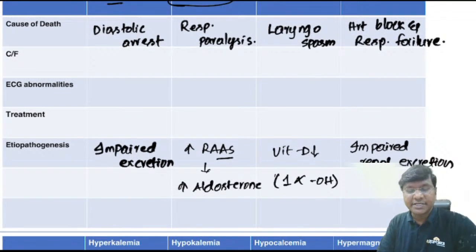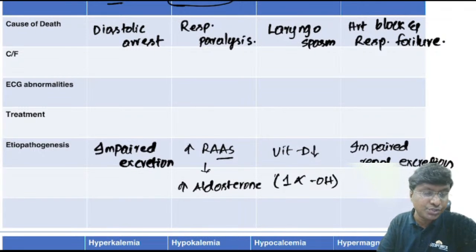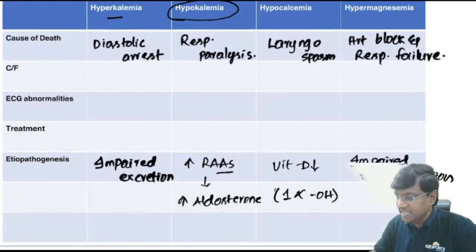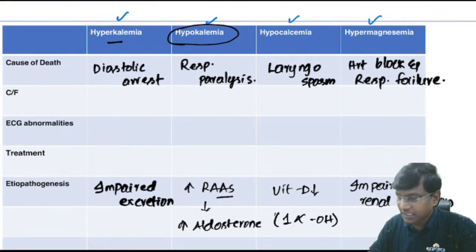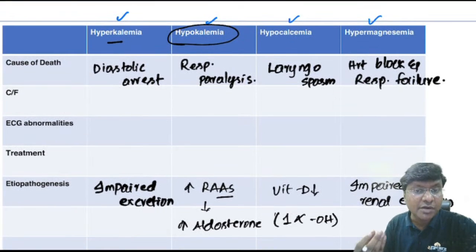Now you should know the individual clinical features, right? You should know what will be the individual electrolyte abnormality clinical features. Depending upon the clinical presentations, you should be able to make out what is the electrolyte abnormality the patient is having. Like you take patients with hyperkalemia, these patients present with heart block or bradycardia.